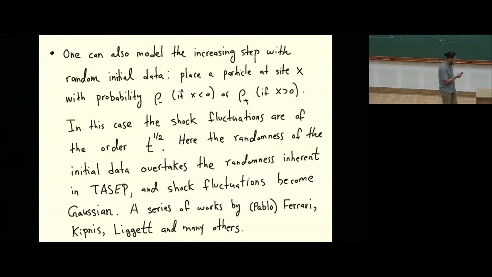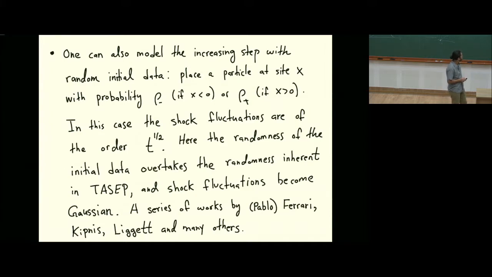So the fact that you have this kind of T^{-2} fluctuations of the shock when you have random initial data, this is a very classical series of works from the 1980s and 90s that's due to Pablo Ferrari and many other names, Kipnis, Liggett, and so on. So this is very classical. Doing it for deterministic initial data is more difficult. Well, it turns out to be more difficult.